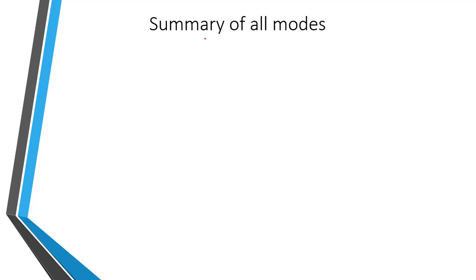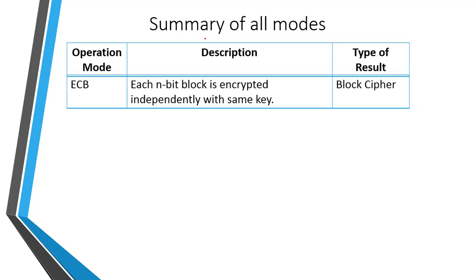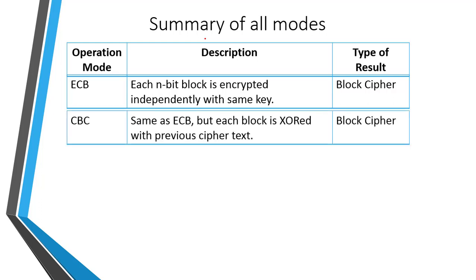So we will see the summary of all the modes. First is electronic codebook mode, in which each n-bit block is encrypted independently with the same key, and the type of result here is block cipher. Next is cipher block chaining mode, which is the same as ECB, but each block is XORed with the previous ciphertext, and here the type of result is block cipher.